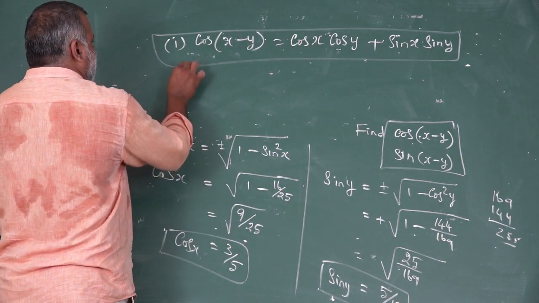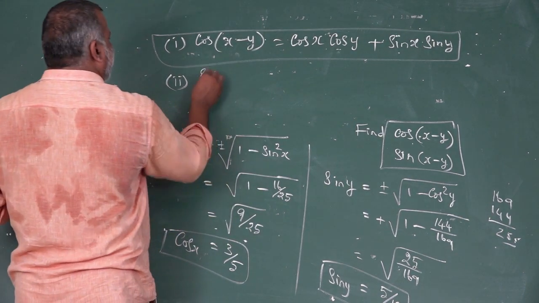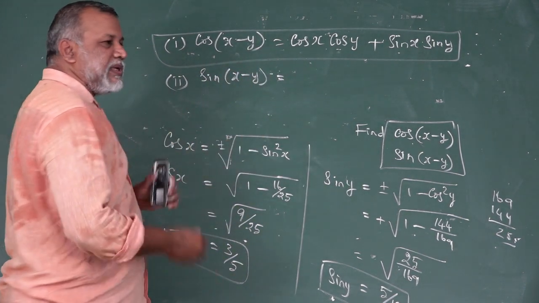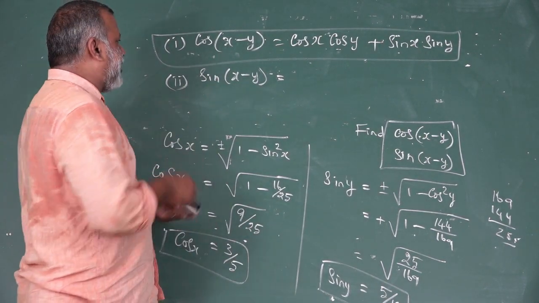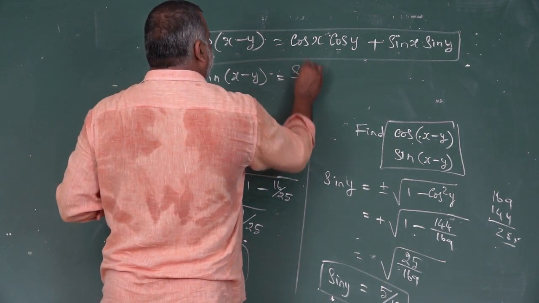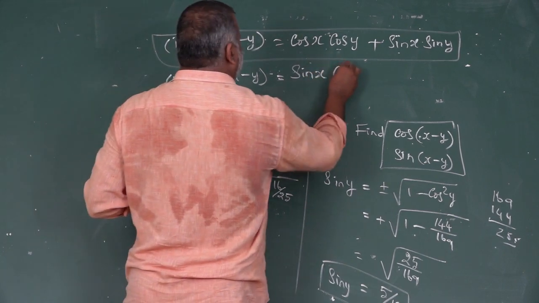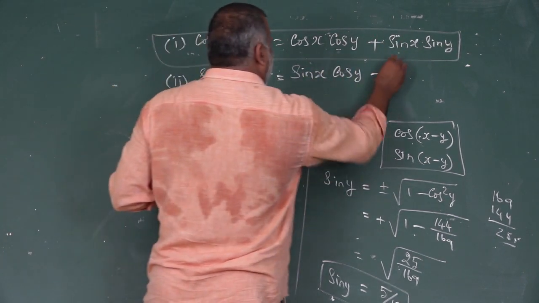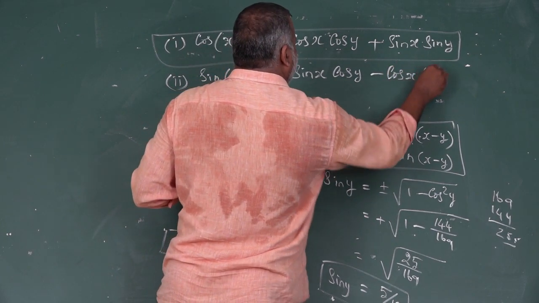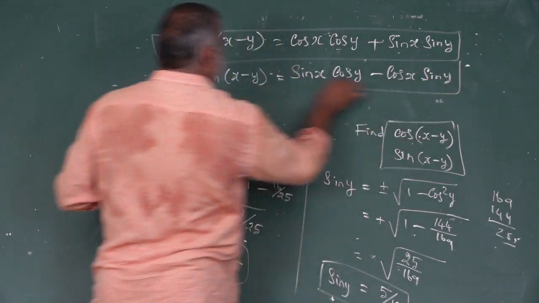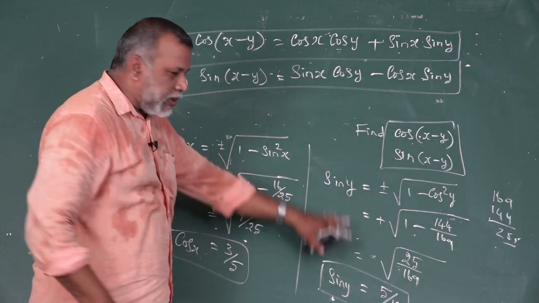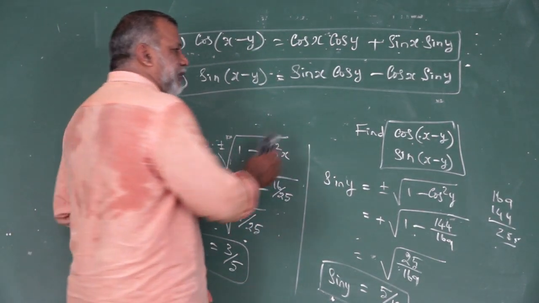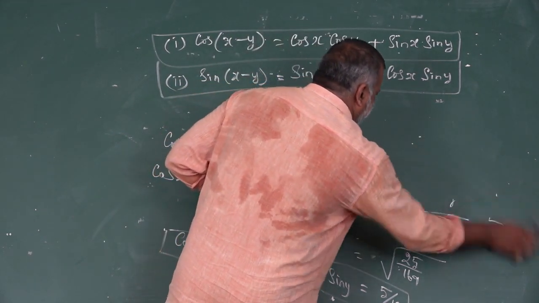Now see the second question. This is sin of x minus y. It is in the form of sin of a minus b. Sin of a minus b means sin a cos b, here negative means negative, then cos a sin b. For the second question also, your work is to substitute the data and simplify. So we are able to work out these types of questions.